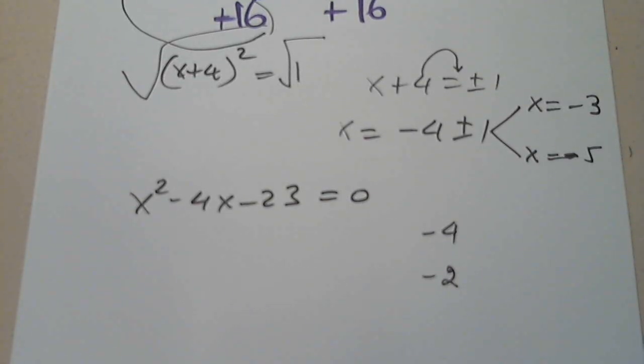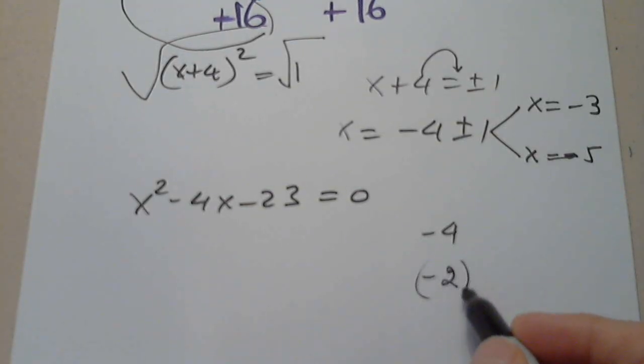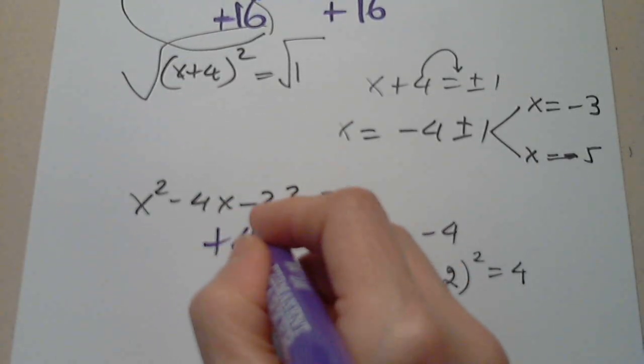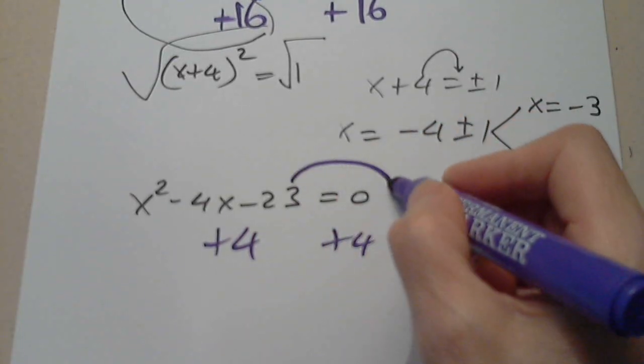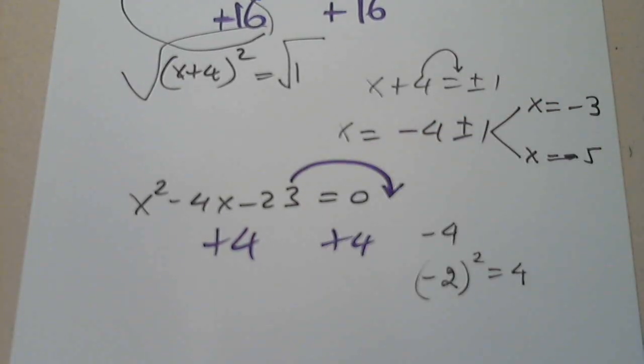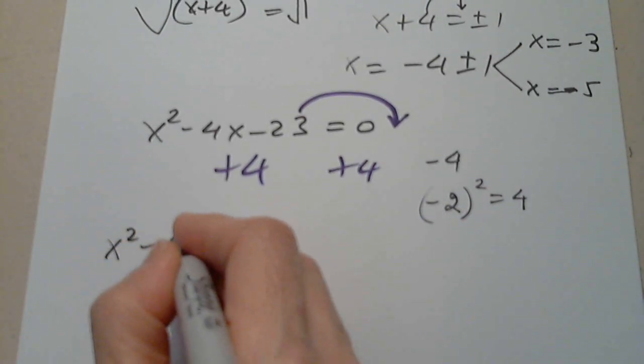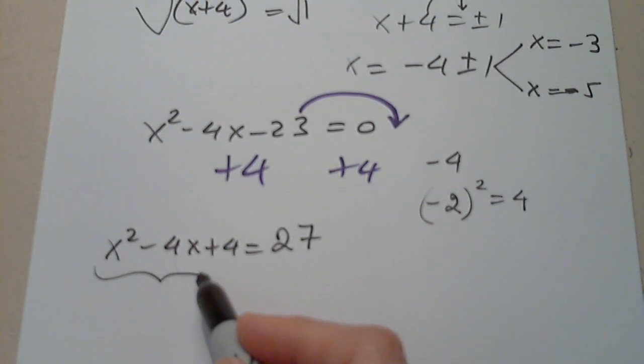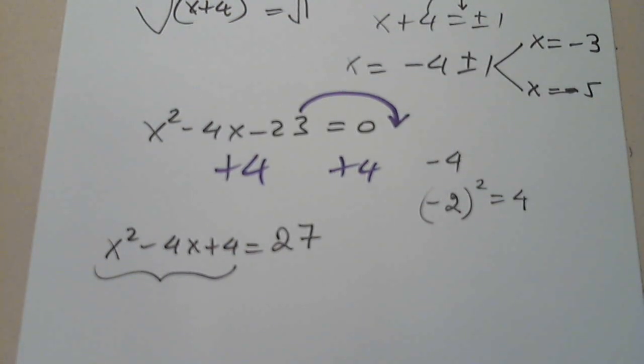Square that number. When I square negative 2, what do I get? Positive 4. Excellent. I have to add 4 to both sides. So add 4 and add 4, but also move 23 to the other side. So then on the left-hand side, I have x squared minus 4x plus 4 equals 27. How do I factor the left-hand side? And no, I cannot go backwards. I worked hard to determine that 4.